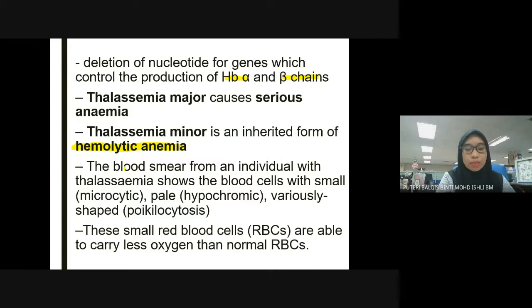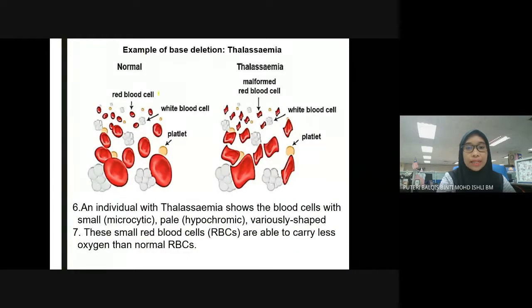Okay, so the blood smear from an individual with thalassemia shows the blood cells small, pale and variously shaped. These small red blood cells are able to carry less oxygen than normal red blood cells. Okay, so example yang ni, this is the red blood cell, the white blood cell, the red blood cell, platelet. So what happens when a person has thalassemia, this will be his or her erythrocyte. Okay, dia akan jadi macam ni lah, macam bentuk.